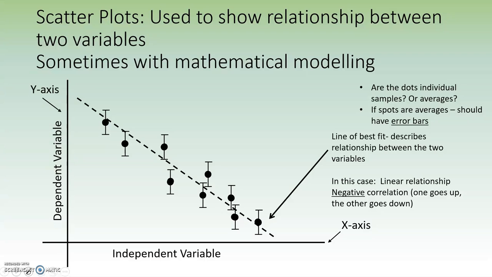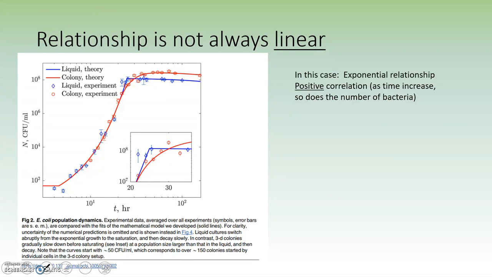In this case, we are seeing the opposite, a linear relationship with a negative correlation. As one variable increases, the other variable decreases. Also, the relationship does not always have to be linear. This is a graph showing an exponential relationship between time in hours and counts of bacteria. This is still a positive correlation as both variables increase together.